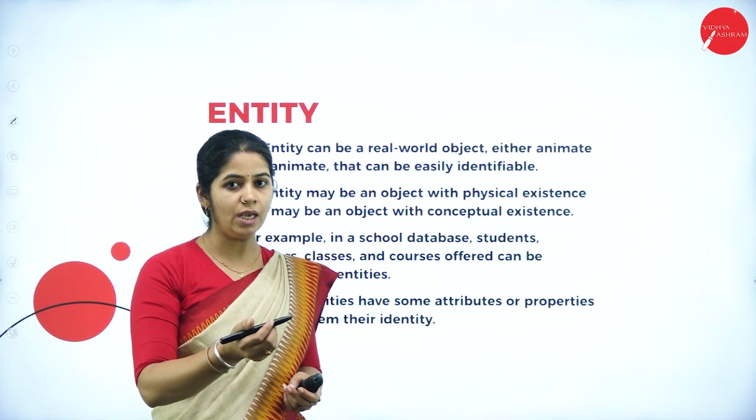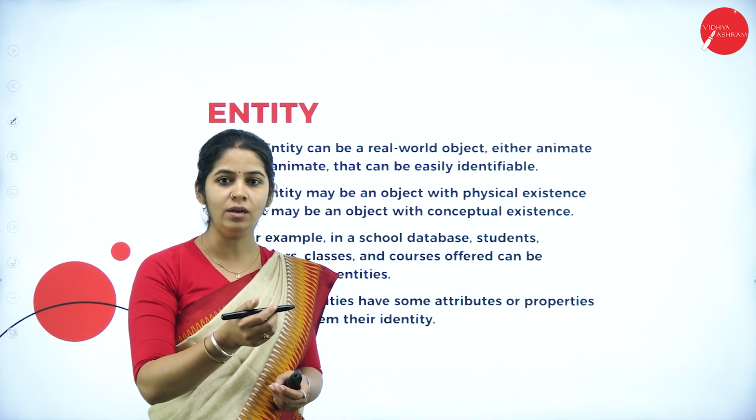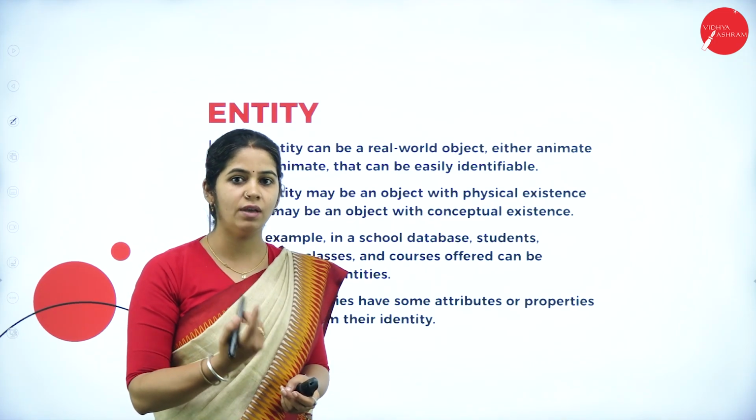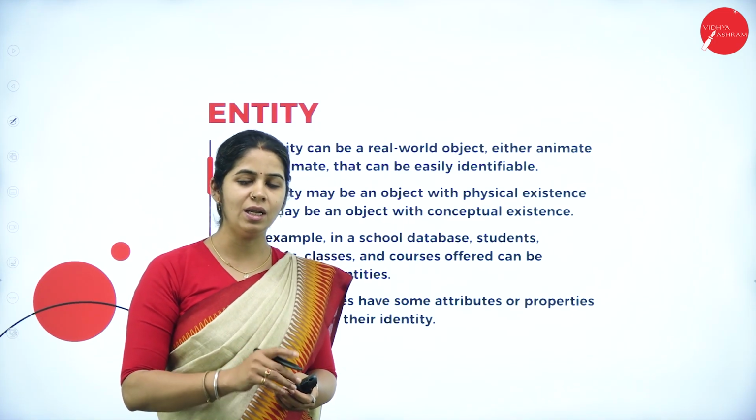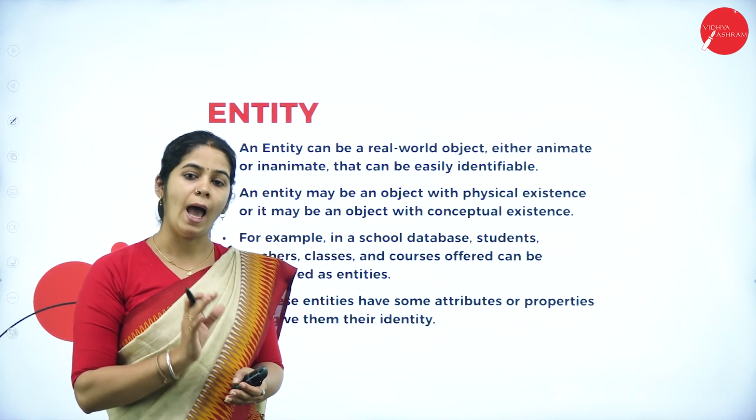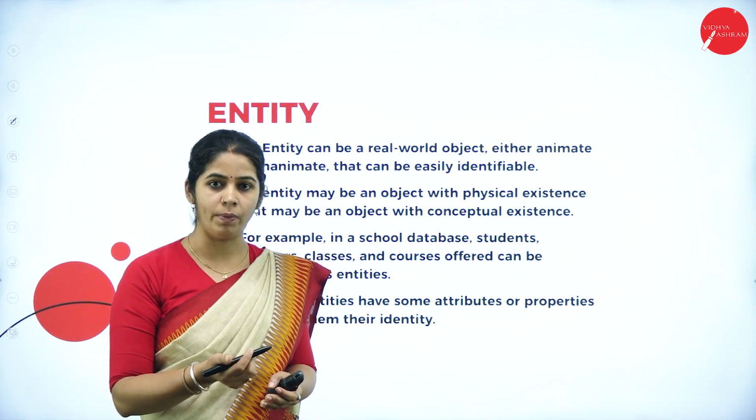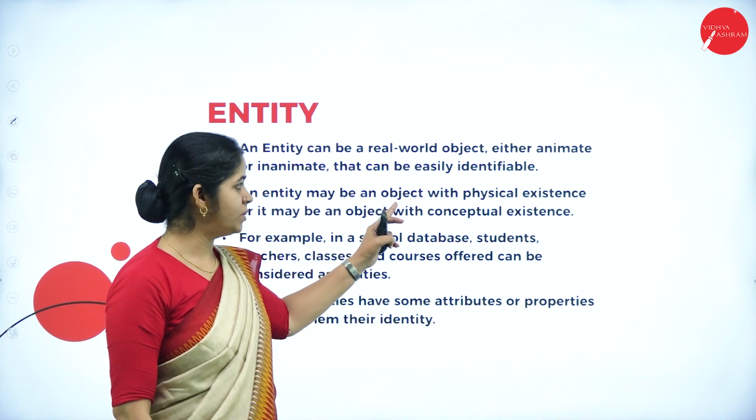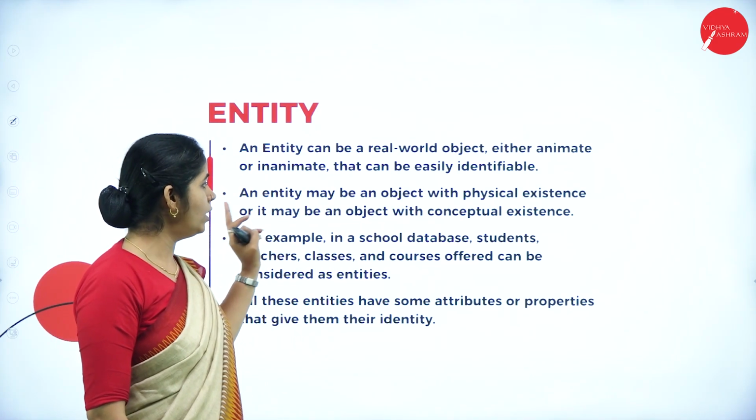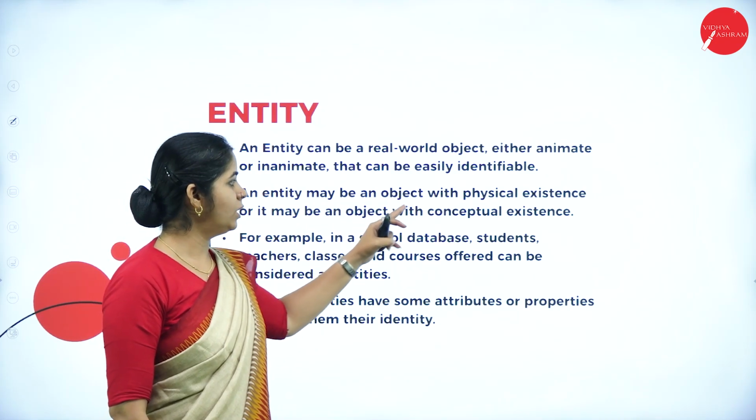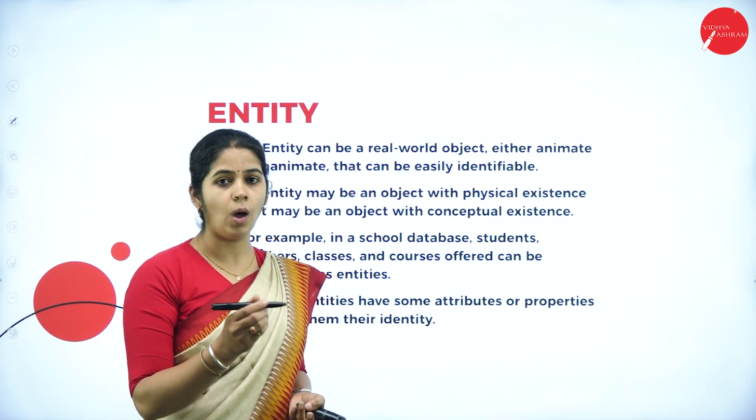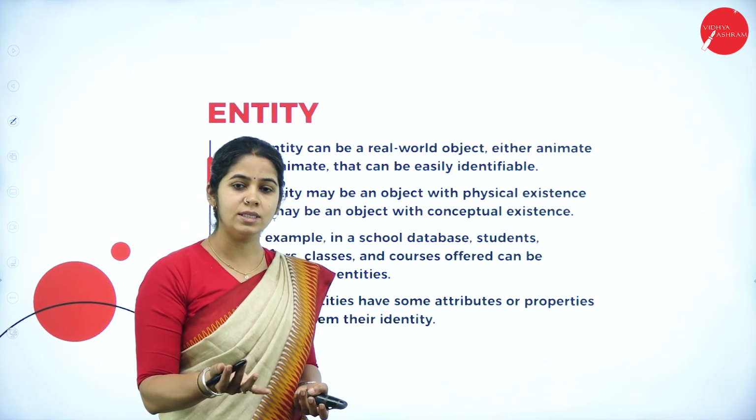For example, if I take this pen, what is the purpose of the pen? To write. If I take the fan, what is the purpose of the fan? To give the wind, right? Similarly, each and every object has a purpose and its properties. So the entity may be an object with physical existence, or an object with conceptual existence. We can see the object or we cannot see the object.